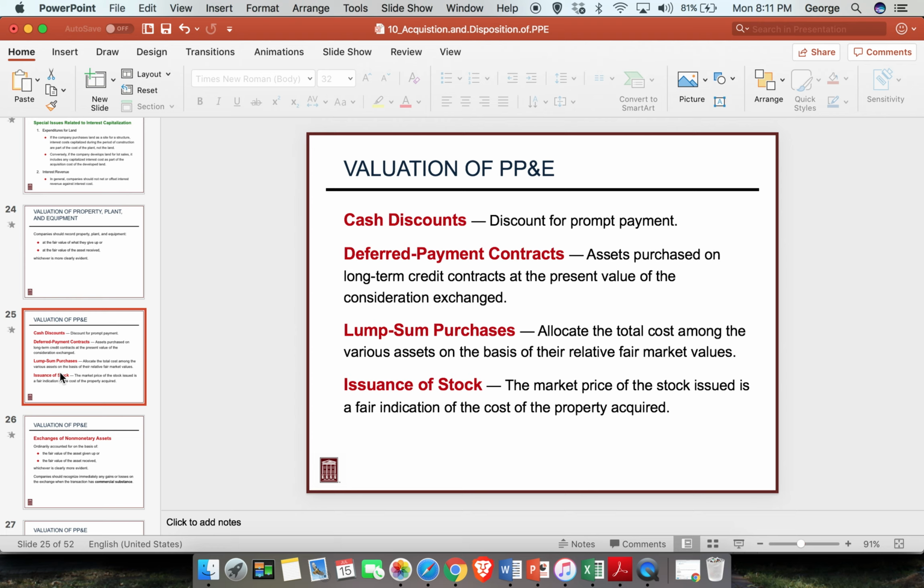Deferred payment contracts: assets purchased on long-term credit contracts are recorded at the present value of the consideration exchanged. So for deferred payment, we're going to pay 1 year from now, and then 2 years from now, 3 years from now, maybe an annuity. So we find the present value of those amounts. Lump sum purchase: allocate the total cost among the various assets on the basis of their relative fair market values. And then issuance of stock: the market price of the stock issued is a fair indication of the cost of the property acquired.